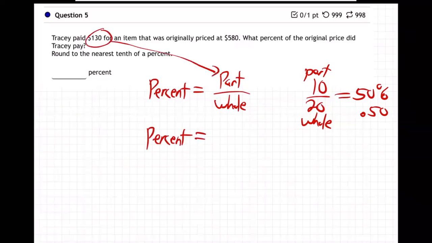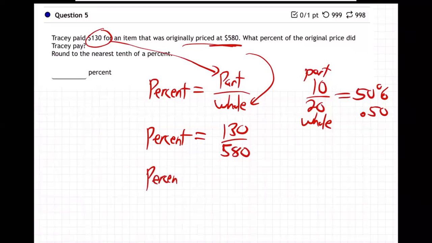130 is the part she paid, and the whole price was 580. That goes down here. Right? She paid 130 out of 580. That's the part of the whole that Tracy paid. She paid 130 out of the whole price of 580, the original price. What percentage is that? Well, if we divide those on our calculator, which I'm going to do right now, I'm getting 0.22413, blah, blah, blah, blah.